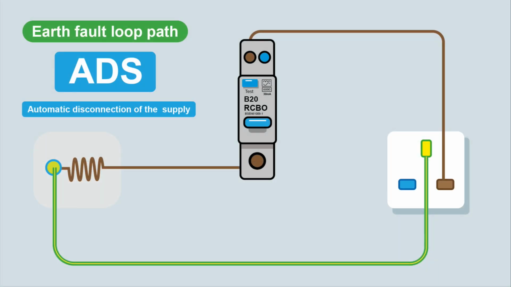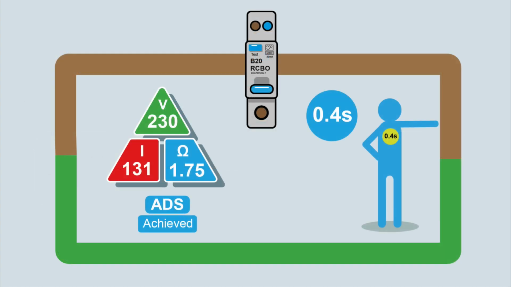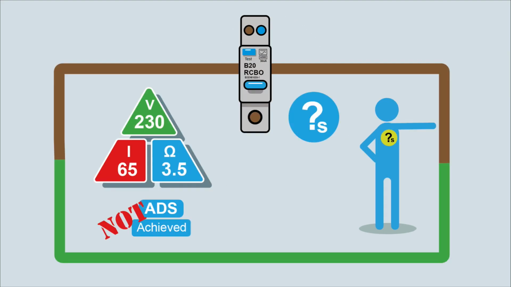So just to make sure we've got this, it's a fundamental principle in our protection against electric shock, automatic disconnection of the supply. We want a low resistance and a high fault current to guarantee ADS. This is to protect us. The longer a fault exists, the longer somebody could be receiving an electric shock. So we want to cut it off as quickly as possible.